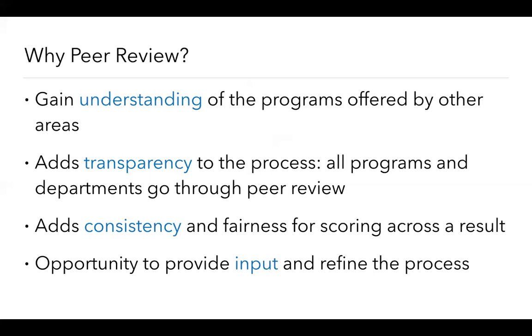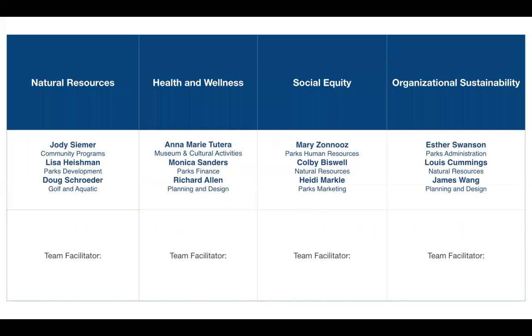It also adds transparency and consistency. So you will be able to look and see, okay, maybe this person has an emotional attachment to a program, but they maybe should have scored it a 3 instead of a 4. So you're going in and validating and keeping everything consistent and honest and fair. It also allows you to provide input about why you believe a score should be changed or why you believe the score is accurate.